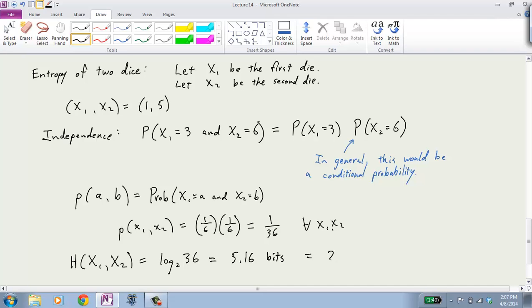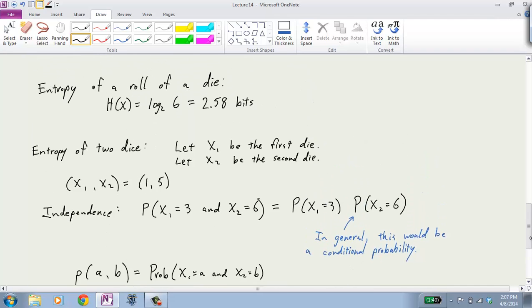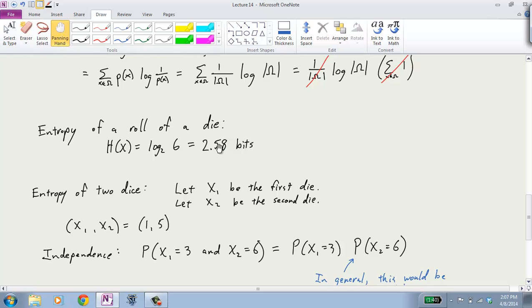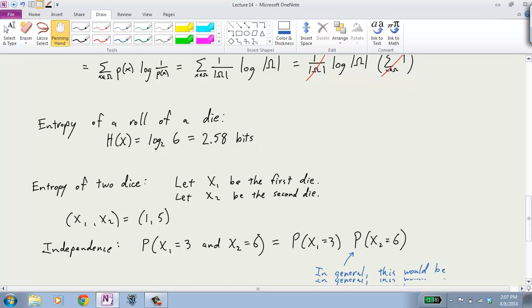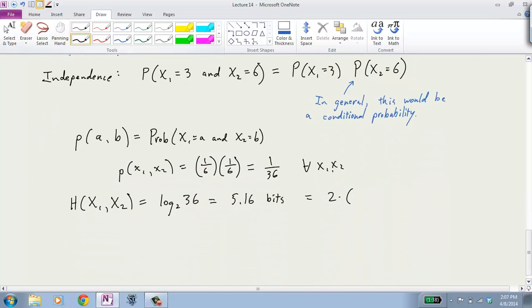Yes, it equals 2 times what we had for 1 dice roll here. Because we know how logs work, and if you square the inside of the log, you double it, right? So this is 2 times that, 2.58 bits, is what we get for the 2 dice rolls. So we notice a pattern. What's the pattern with entropy?